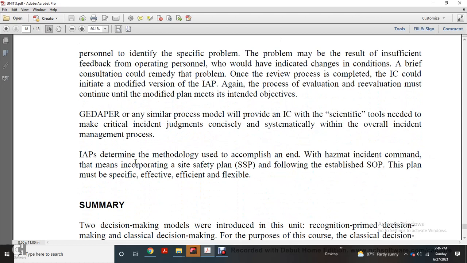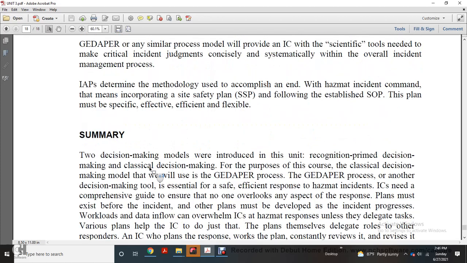The GEDAPER model provides the incident command a systematic tool needed for critical incident judgments, and consequently the overall incident management process. The incident action plan, defined with the methodology, is accomplished at the end of the hazmat incident command meeting, incorporating a site safety plan with the established standard operating procedure. The plan must be specific, efficient, effective, and flexible.